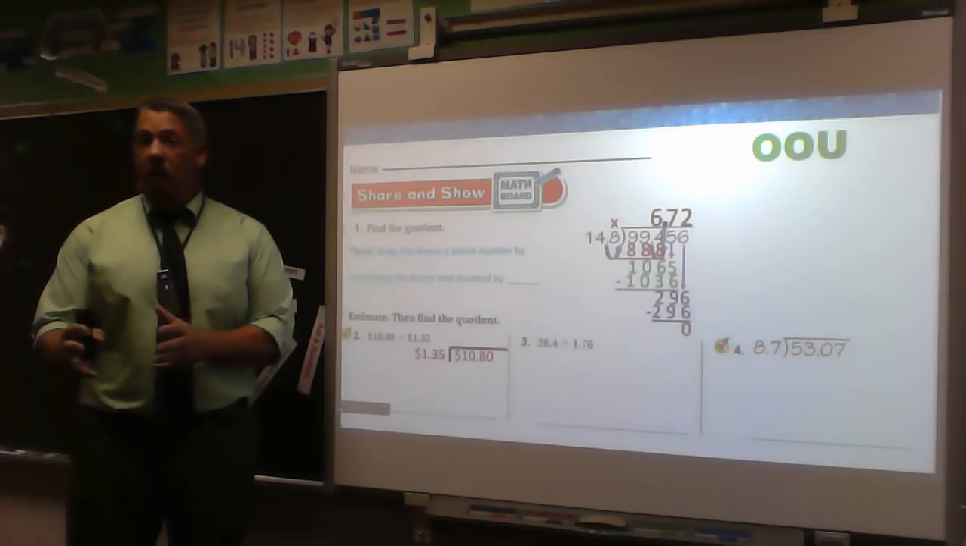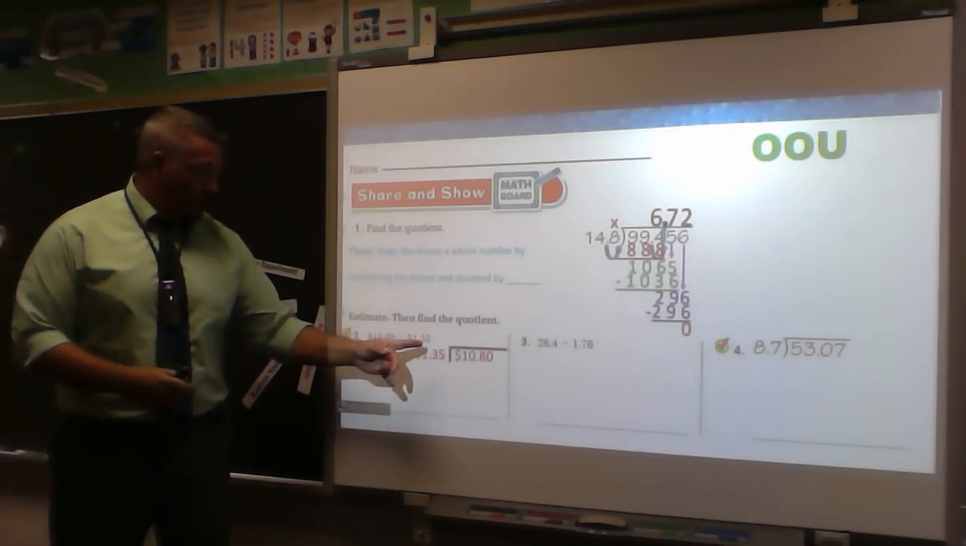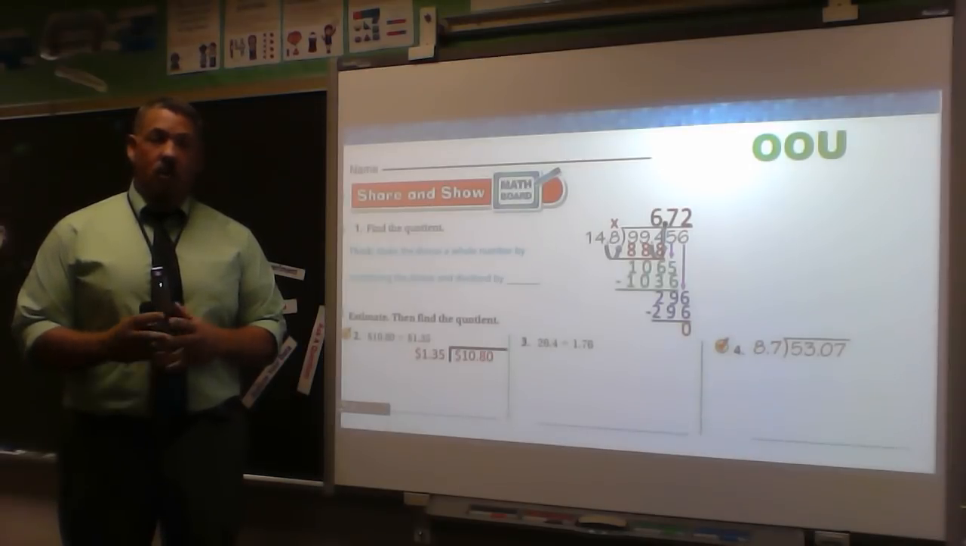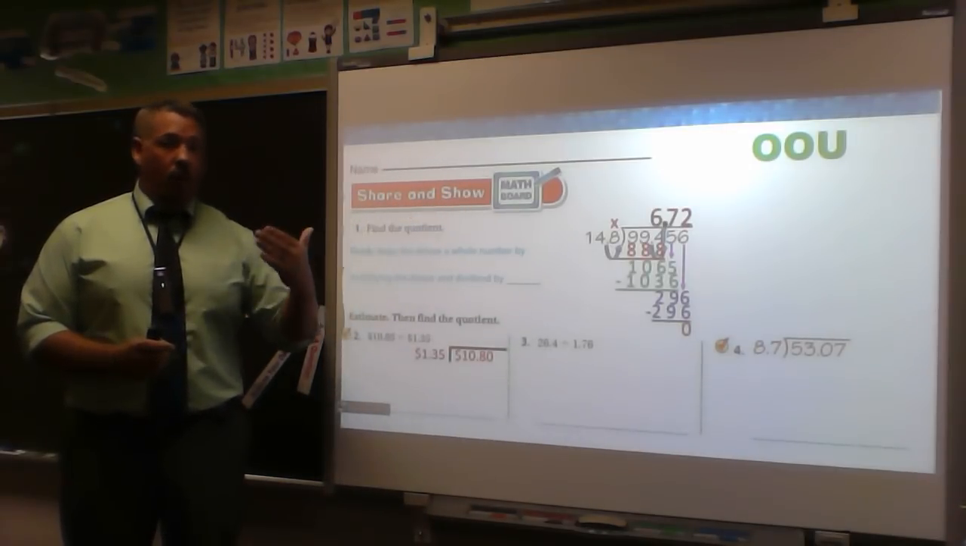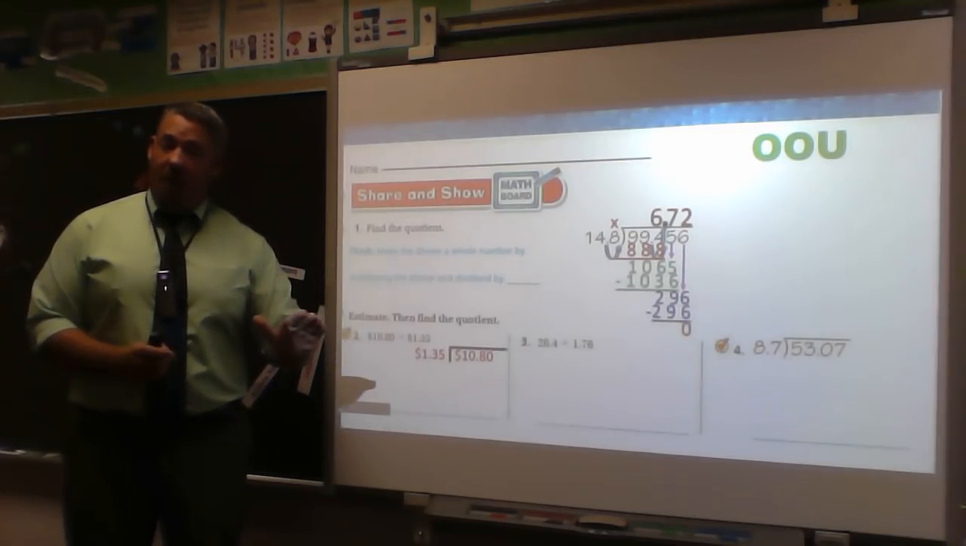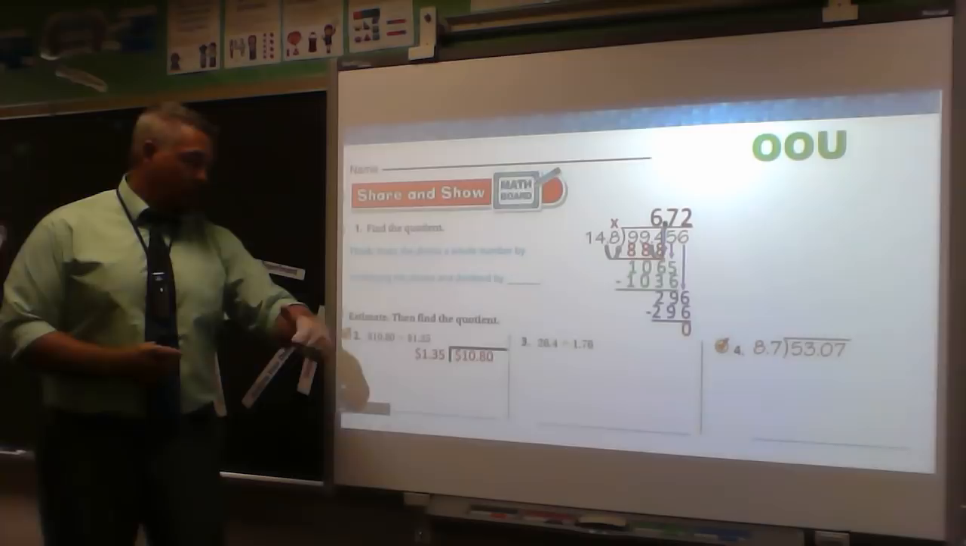It's on the outside of the box. And then I notice I have a decimal on the outside, which I cannot mathematically do. So I'm going to do my OOU. I'm going to go over on the outside, move it over on the inside the same number of spaces, then I can raise my decimal up.